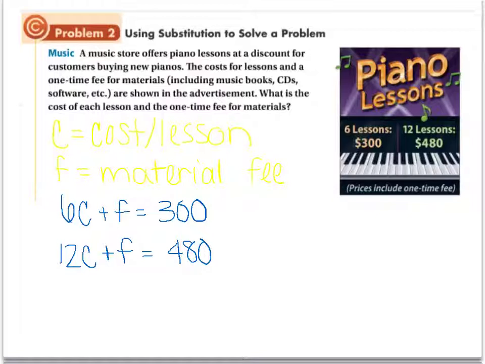Now you can solve the system. I'm going to just choose one variable to solve for. It's pretty easy to tell it should be f. What I'm going to do is use my first equation. It does not matter if you picked your second equation. You can pick either equation. f equals 300 minus 6c.